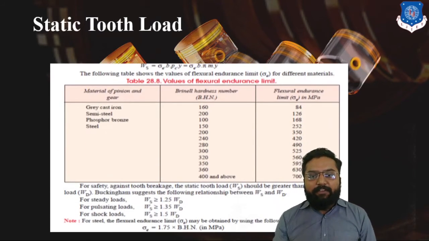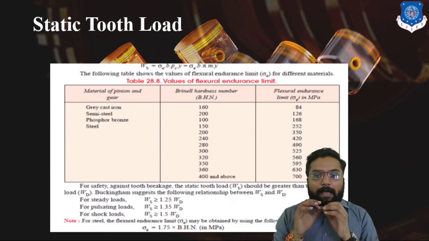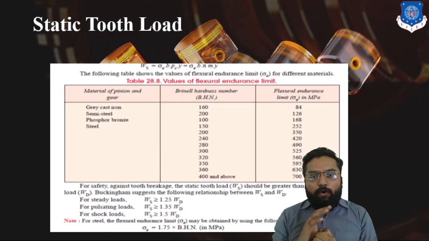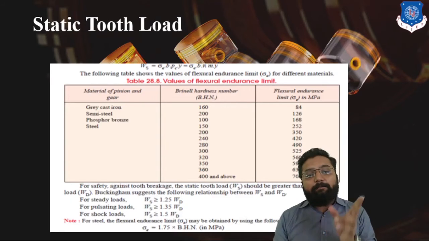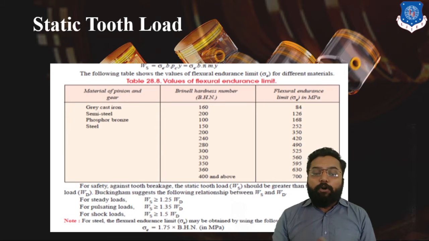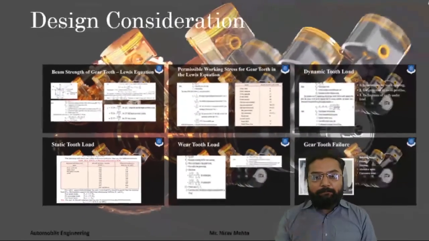Here you can see the equation: static load WS is equal to sigma E into B into PC into Y, where B is breadth, and PC is the circular pitch, which you can also write as pi into m in terms of module. Module is the circular pitch divided by pi. So ultimately PC will be module into pi. Clear? So you can put it like that.